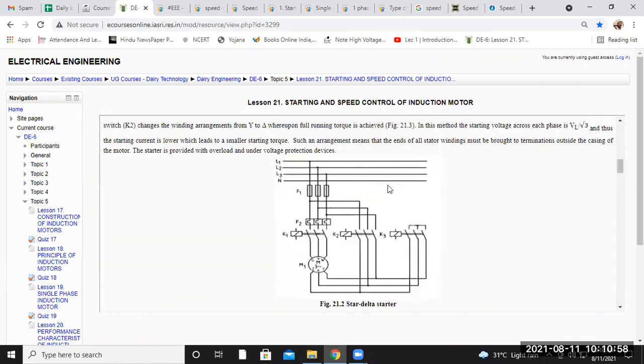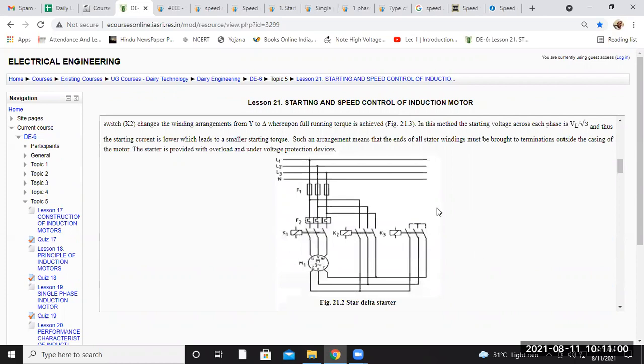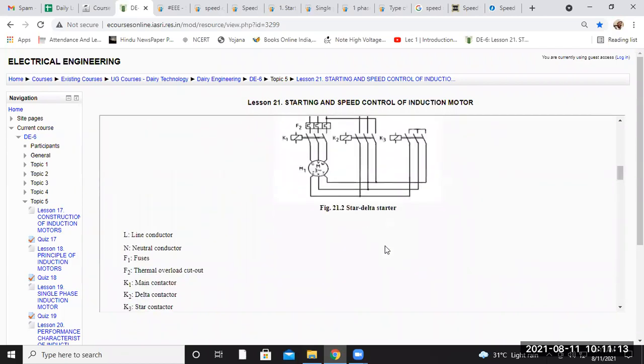So if you want to take a screenshot of this explanation part and this circuit diagram, you can take a screenshot of this circuit diagram of the star delta starting method of induction machine. Okay, this is the second part.